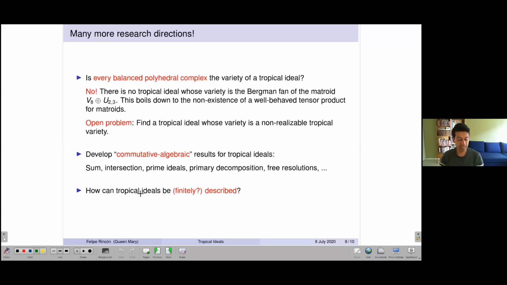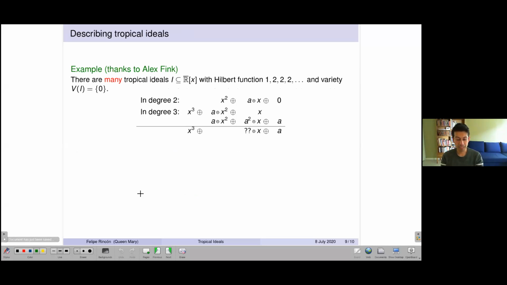How can I finally describe this? How can I email you one tropical ideal? And we don't really know. I was going to give you an example, but I'll skip this slide. There is an example I learned from Alex Fink that tells you that even if you restrict to just ideals with a very simple Hilbert function, so ideals in one variable with Hilbert function 1, 2, 2, 2, 2, meaning ideals that correspond to a double point in the origin, there's a lot of them, and the space of those tropical ideals looks like a Berkovich line.